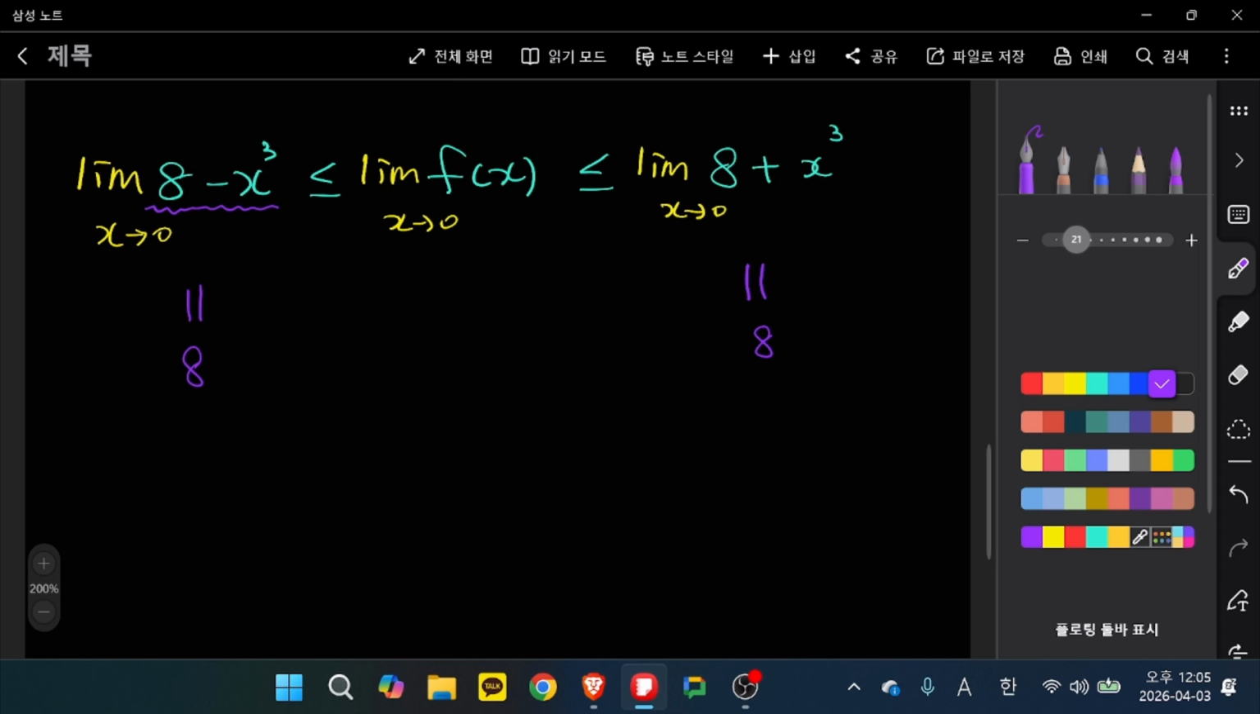Since both the lower bound and the upper bound approach 8, the squeeze theorem tells us that this is also 8. The squeeze theorem is a powerful tool that helps us find limits by squeezing a function between two simpler functions that have the same limit.